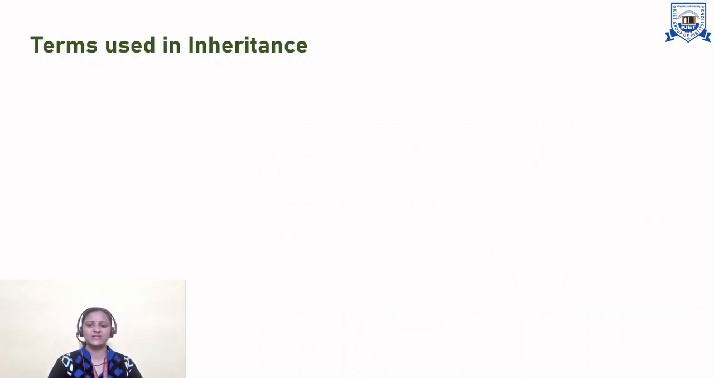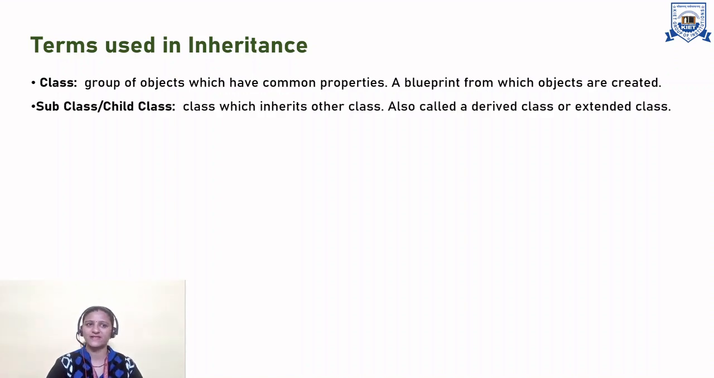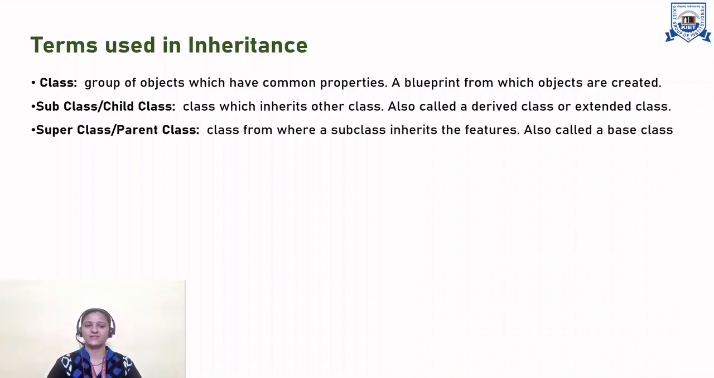The various terms used in inheritance. The first one is class. It is a group of objects which have common properties. It is a blueprint from which objects are created. Another one is subclass or the child class. It is that class which basically inherits another class. It is also known as derived or extended class.